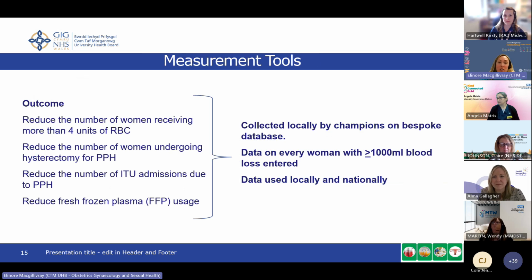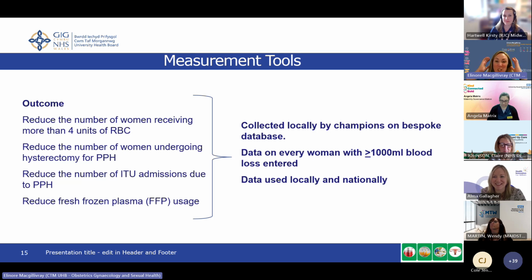So for our outcome measures, they were collected. Each of our health boards had a local, we were really, really lucky when I think about it, local champion team that were funded by the project. So there was a midwife, a haematologist, an obstetrician and an anaesthetist. And generally speaking, it was the midwives that drove the QI across all the health boards.